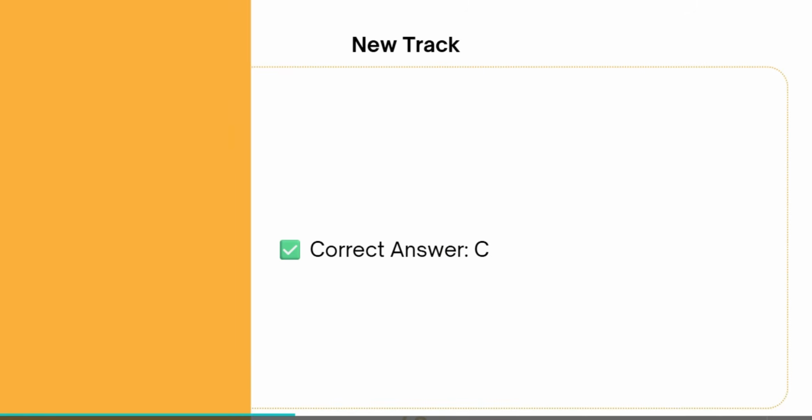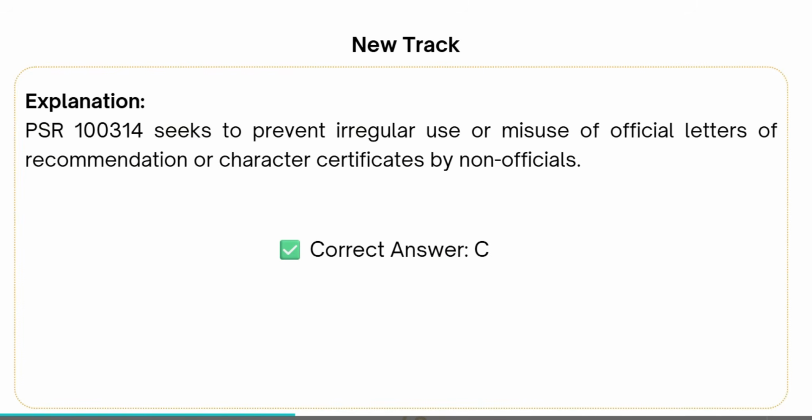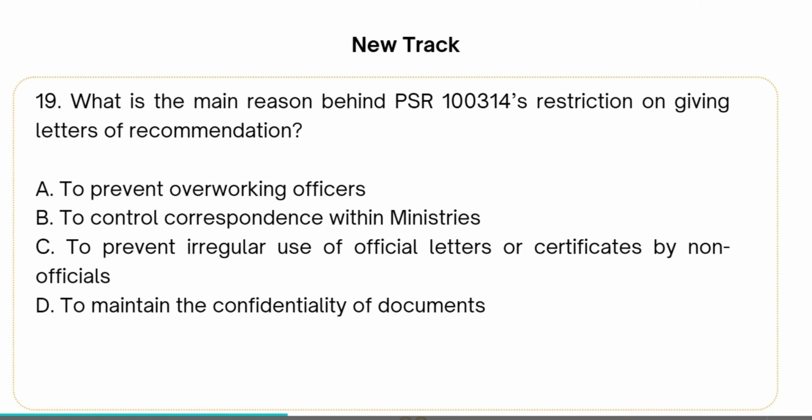The right option is option C, and option C states to prevent irregular use of official letters or certificates by non-officials.